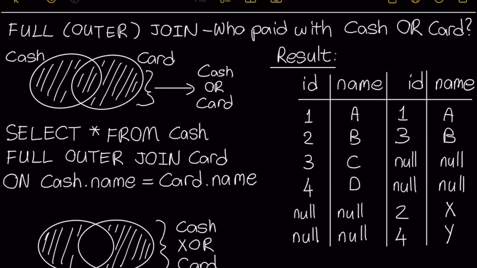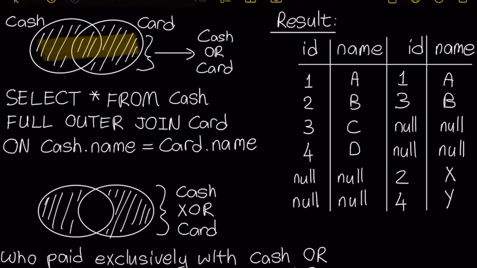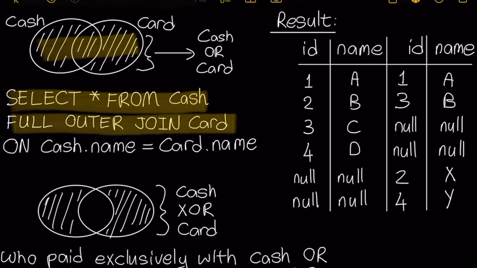Now let's take a look at full outer join. The way to imagine this with a question is, who paid with cash or card? Well, that would pretty much be everyone. As you can see, both of these ovals in the Venn diagram are completely filled. So we get back everyone. To do this, here is the query. We select all from cash, full outer join on the card table, on the name field for cash and card tables.